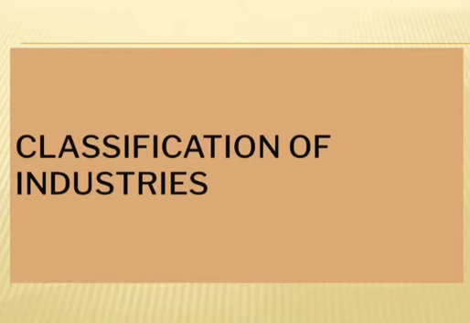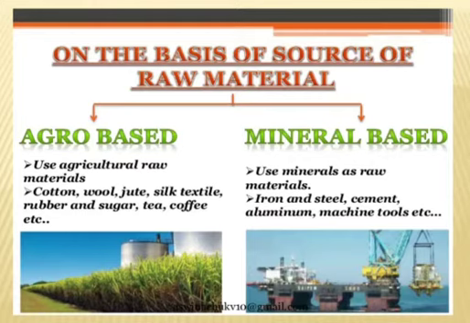Now we will discuss the classification of industries. On the basis of source of raw material, industries are classified into agro-based and mineral-based. Agro-based industries use agricultural raw material. Examples are cotton, wool, jute, silk textile, etc. Mineral-based industries use minerals as raw material. Iron and steel, cement, aluminium, machine tools, etc. are the examples.